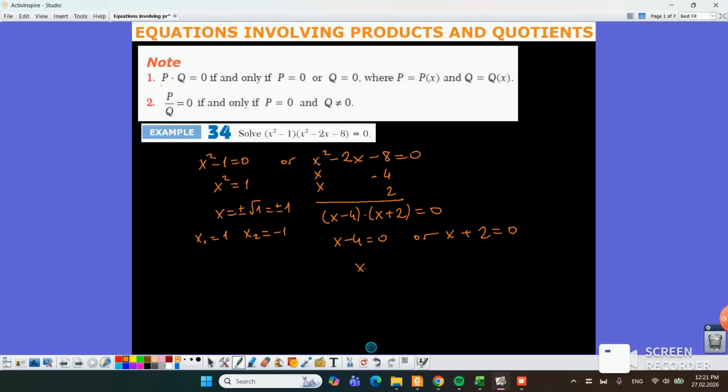So x3 is now equal to 4, x4 is equal to minus 2. Because here we had x1 and x2, now here I have x3 and x4. This is the solution when it is given a product of two expressions equal to 0.